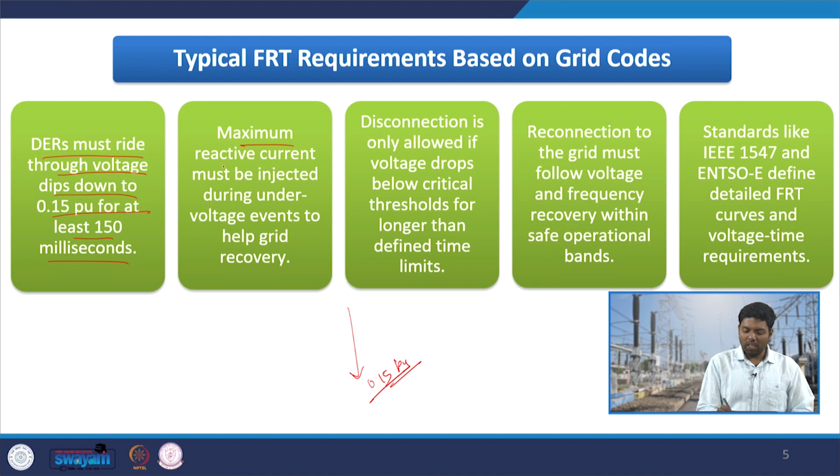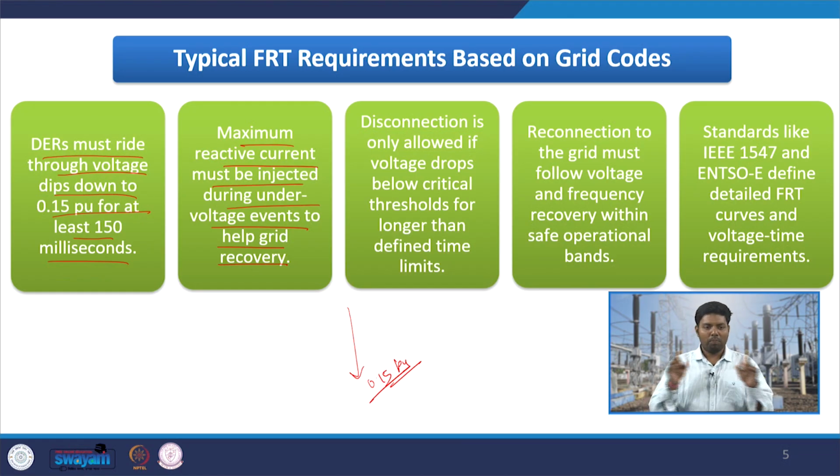So, maximum reactive current must be injected during under voltage events to help grid recovery. So, you will supply the Q max. We have seen the power capability curve of the inverters, so the Q max we have determined. Then it will supply the entire Q max, because your voltage is at the lowest level. So, at that time you will give your maximum supply.